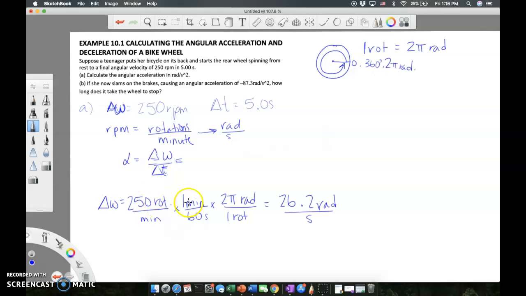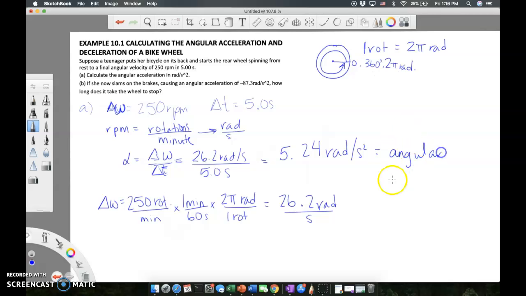Let's go ahead now and plug this in to determine our angular acceleration. We have 26.2 radians per second over my time, which is 5 seconds. Go ahead and do that in your calculator, and you will get 5.24 radians per second squared. So this is my angular acceleration here.